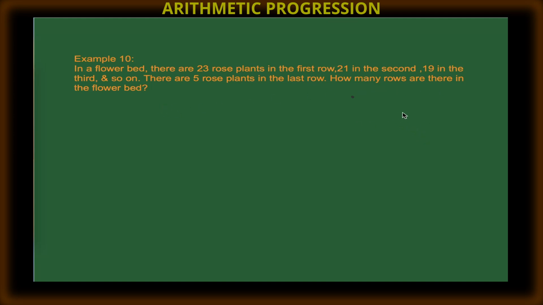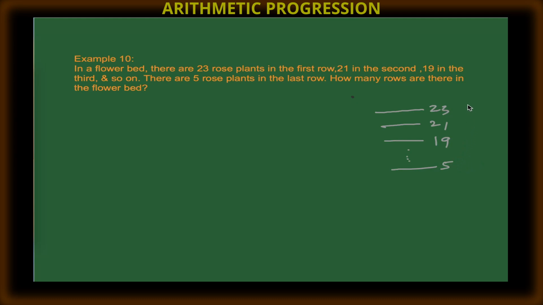So there is a flower bed forming. The first row is something like this. You have 23. In the second row you have 21. In the third row you have 19, and like that the last row has been given. In this, 5 is there. So we can say that there are 5 plants in the last row. How many rows are there in the flower bed?